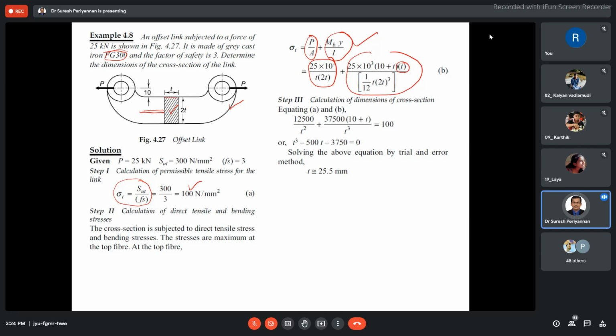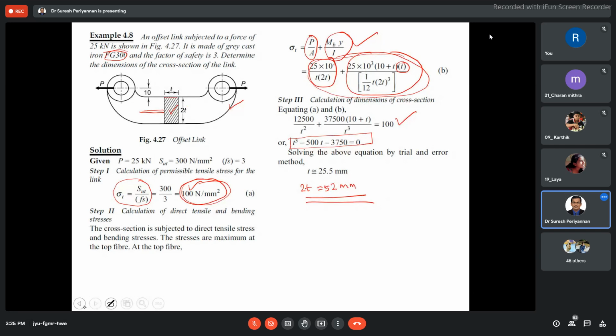Now see here, our permissible limit is 100 Newton per mm squared. This is our component design, and this is the permissible limit. Now substitute this value, equate both, and then you are able to find T. This is a third order polynomial equation from this expression. Finally, we find the thickness of the link. Once you find the thickness of the link, then you can know 2T, around 26 mm, 52 mm.